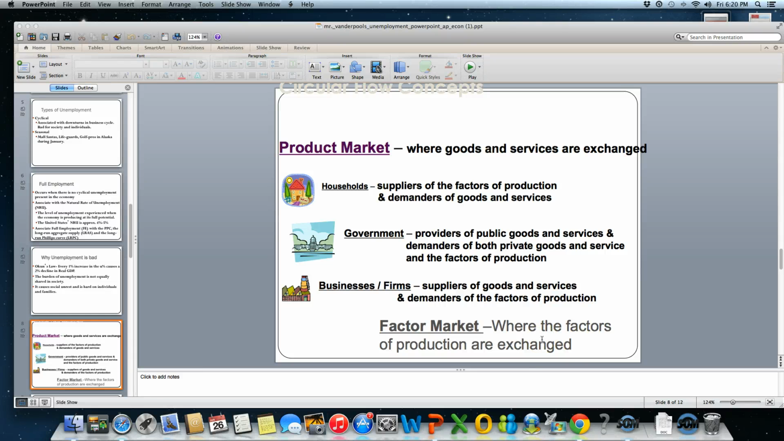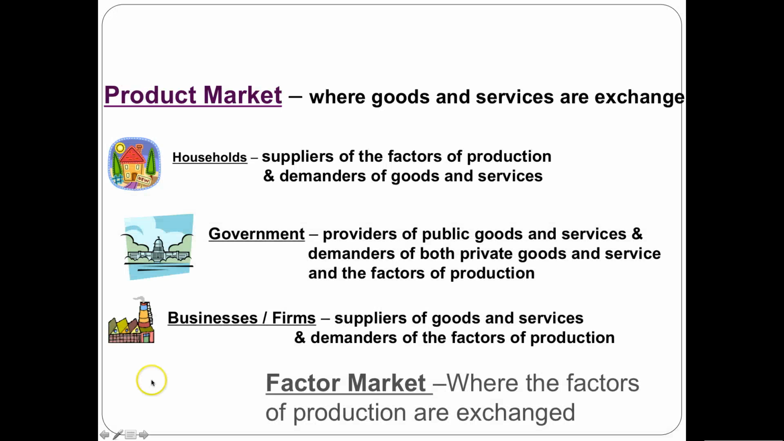All right, ladies and gents, so next I want to take a look at an economic model called the circular flow model. Now, the circular flow model is going to have two markets and three entities that interact in these two markets. So the first market is the product market. This is where goods and services are exchanged. Money flows will be included in the product market as well.